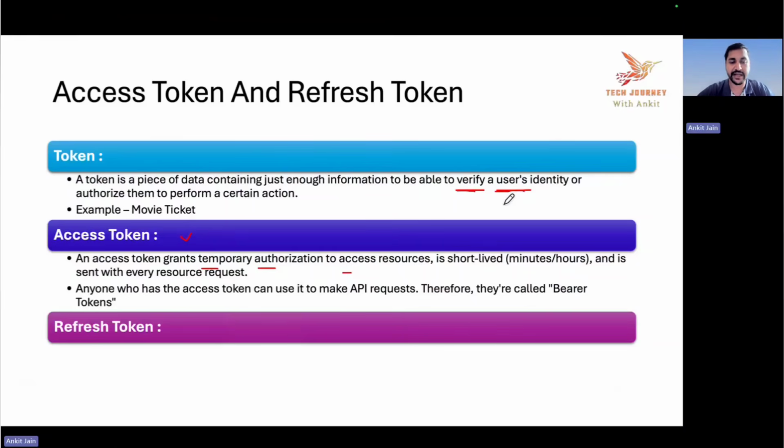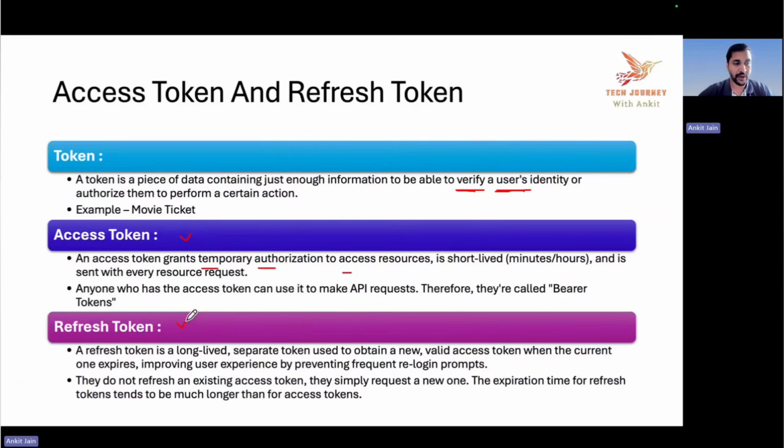Because if that person has the access token, they can perform actions on behalf of you. So if anyone has the access token, they can use it to make the API request. That's why these types of tokens are referred to as bearer tokens. So we understood the token, we understood the access token. Now what is a refresh token?